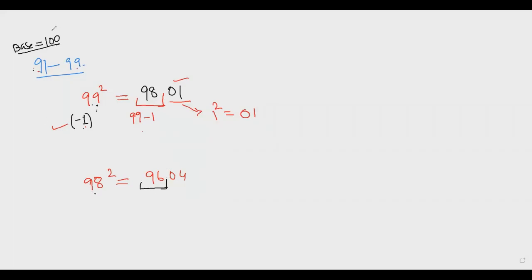Similarly, what happened here? Compare 98 with 100. 98 is how much less than 100? It is 2 less than 100. So 98 minus 2 is 96, and the last 2 digits are nothing but this square. 2 square is 4, but it will be a 4-digit number, so we put 0 here. So the answer is 9604. Is that okay?